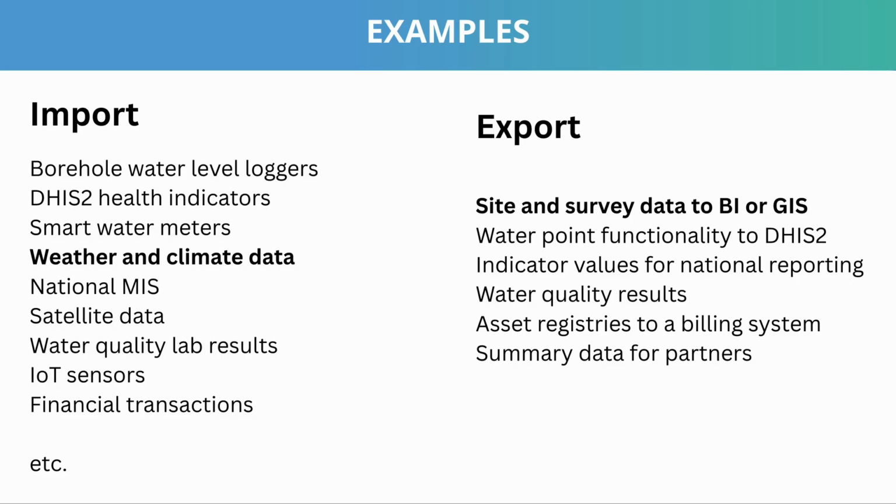On the export side as well, there's many things you can do. For example, a common use case is to take site and survey data and bring it to some business intelligence tool like Power BI or some GIS tool for advanced mapping purposes. Or you might take something at a summary level like water point functionality and export it to National MIS or DHIS2. You can bring out indicator values, water quality results, asset registries, or any kind of summary data for partners. It's entirely up to you.